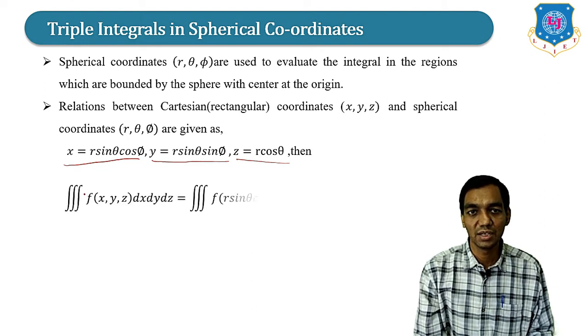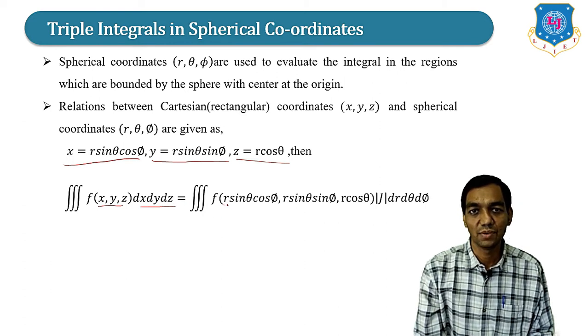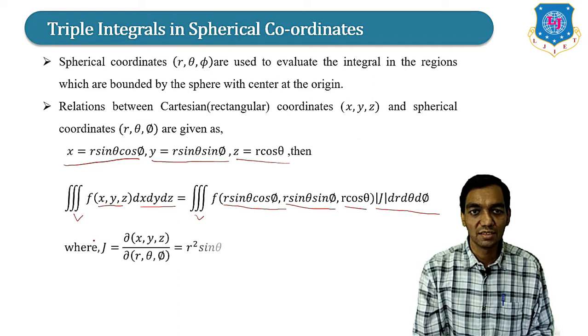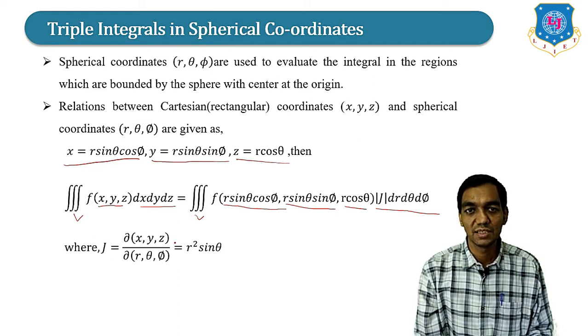Then your triple integration of f of x, y, z, dx, dy, dz is reducing to the triple integration of f of r sine theta cos phi, r sine theta sin phi, r cos theta into mod J dr d theta d phi. Here the region remains as it is, no change in the region. If the volume is V here, then here also it remains V. And J is nothing but the Jacobian of x, y, z with respect to r, theta and phi.